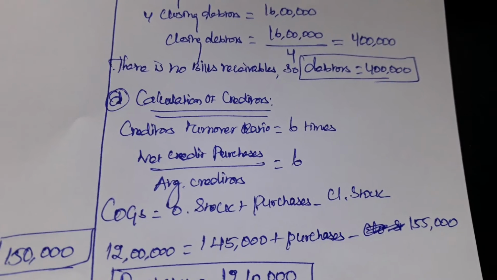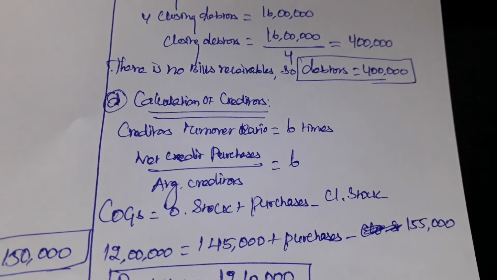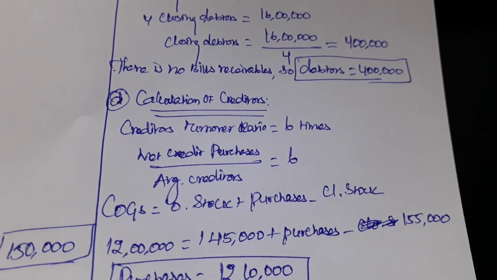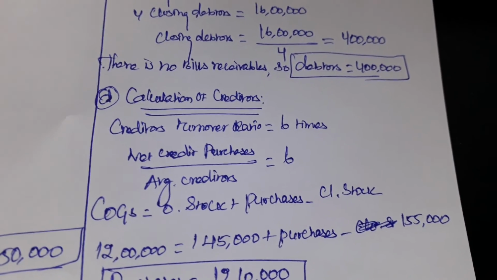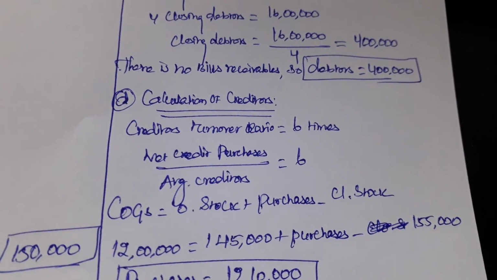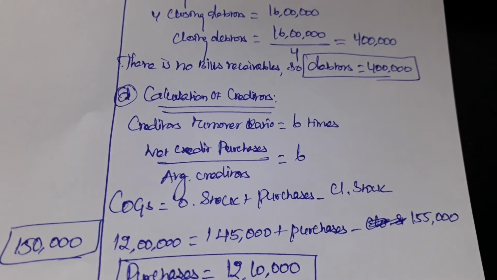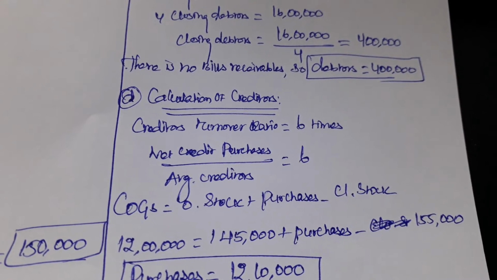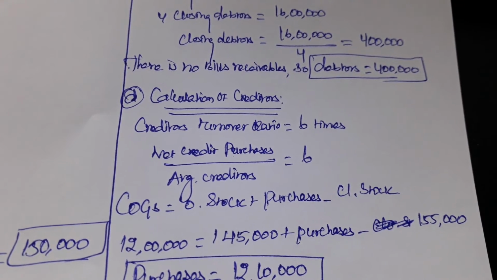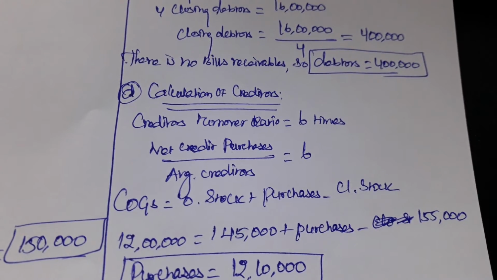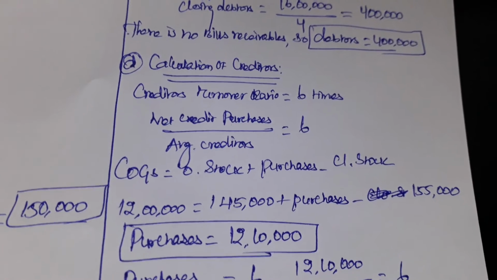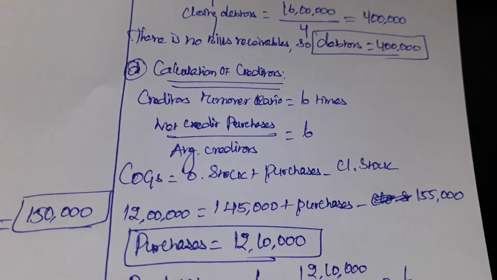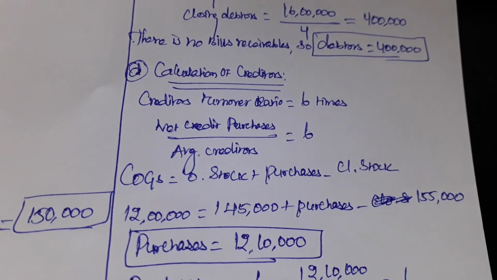Next, moving forward to calculate creditors. The same procedure followed for debtors will be followed to find out creditors. Calculation of creditors is the title. Creditors turnover ratio is equal to 6 times, which we calculated from creditors velocity. The creditors turnover ratio formula is net credit purchases divided by average creditors. But we don't have credit purchases and average creditors.